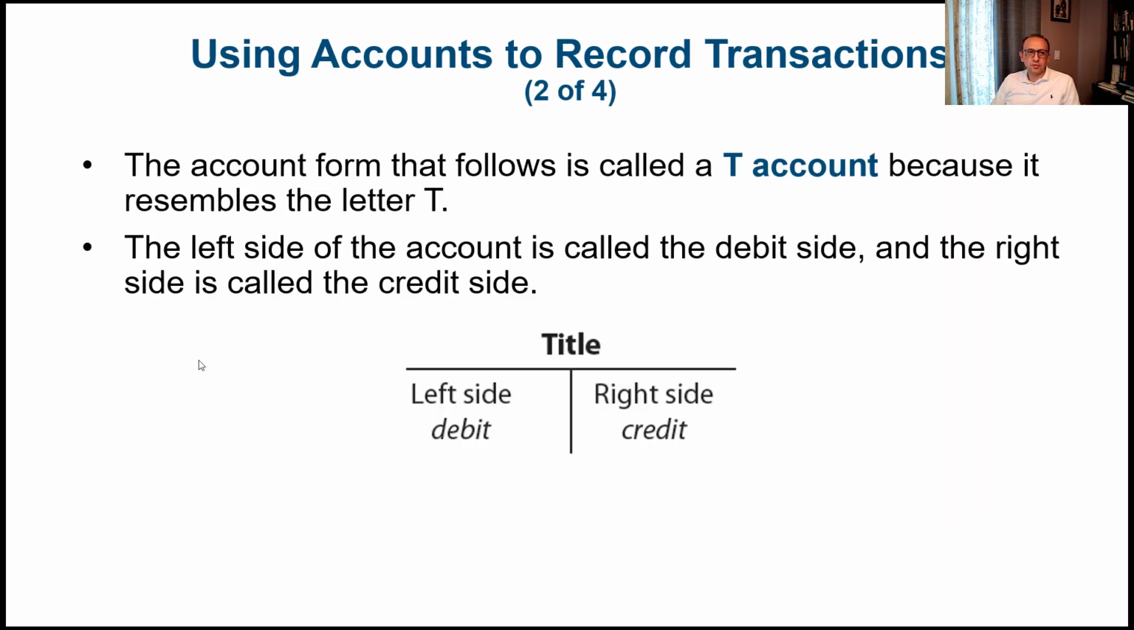So the account form that follows is called a T account. As you can see, this is what we call the T account because it resembles the letter T. It has a left side and a right side. This left side is always called the debit side and the right side is always called the credit side. So it doesn't matter which account you're talking about. I want you to always remember that the left hand side is the debit side, the right hand side is the credit side. And we always write the title of the account that we're dealing with on the top of this T presentation.